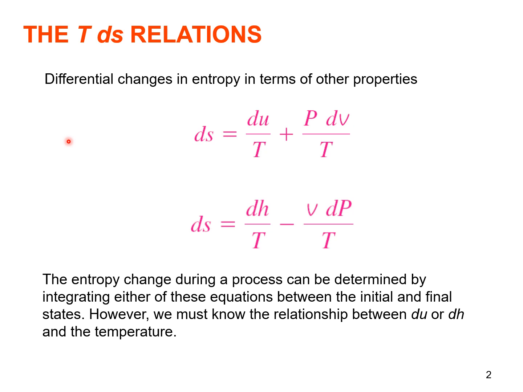One of the goals during this lecture is to take a look at what's known as the Tds relations. These were differential changes in entropy written in terms of other properties. For example, in this first equation, entropy is a function of U and V, and you can write these as differential equations. On the second one, if entropy is a function of H and P, you can write this equation. The entropy change during a process can be determined by integrating either of these equations between the initial and final states. However, we must know the relationship between either dU or dH and the temperature.